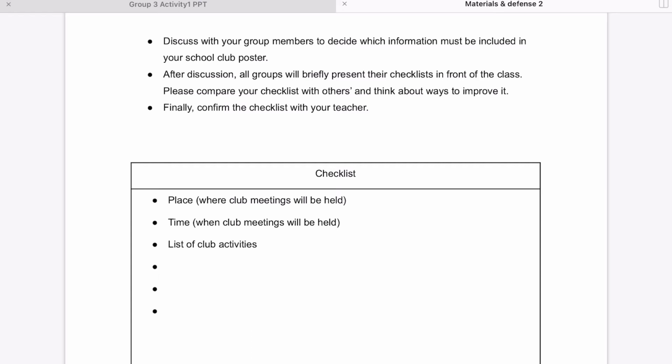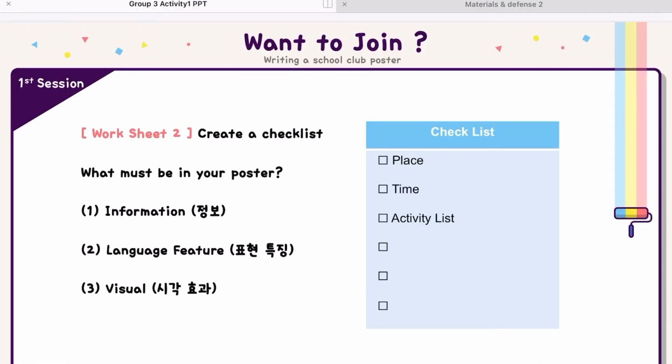Well, guys, let's share your ideas and confirm our class poster making checklist. Group 1, could you share your checklists? Group 2, Group 3. Perfect job, guys. Well done. Then our class poster checklist is number 1, place, number 2, time, number 3, explanation about the activities, number 4, contact number, and number 5, the way to join in, etc.